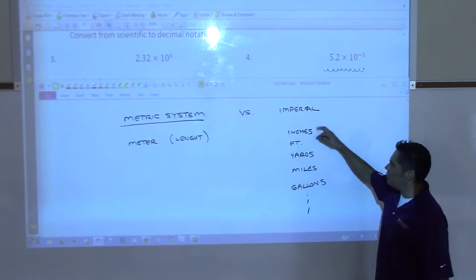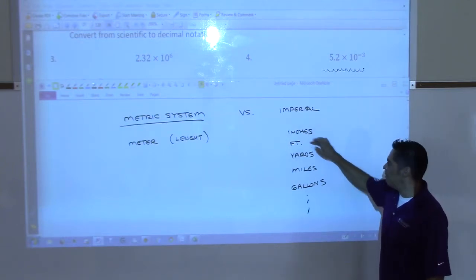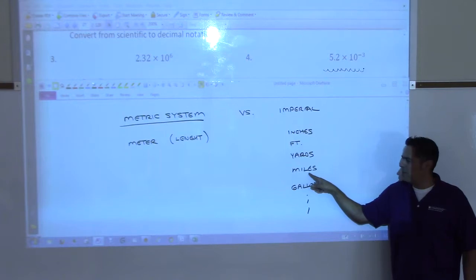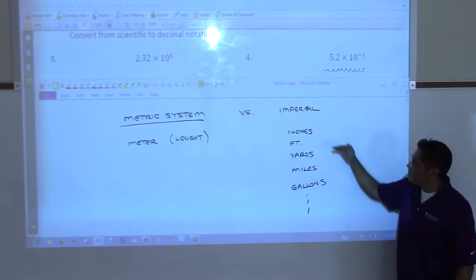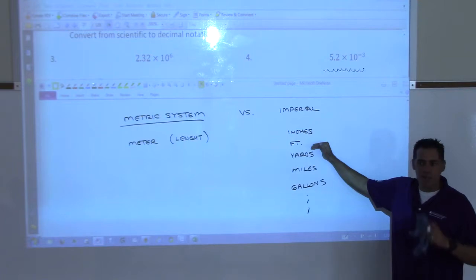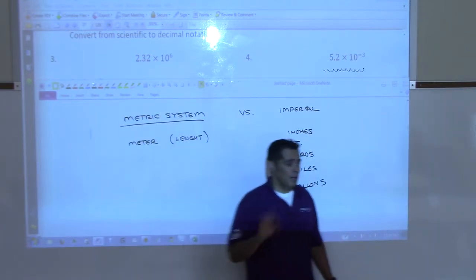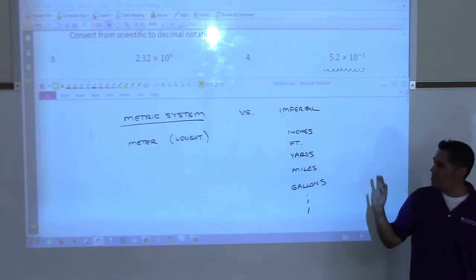Just like inches and feet, they're related to one another. There's 12 inches in 1 foot. How many feet in a yard? 3 feet in a yard. How many feet in a mile? 5,280. That's not important. What's important to understand is that going from inches to feet is not a simple conversion. In metric, everything is simple. It's just moving a decimal place. The decimal just slides left and right.